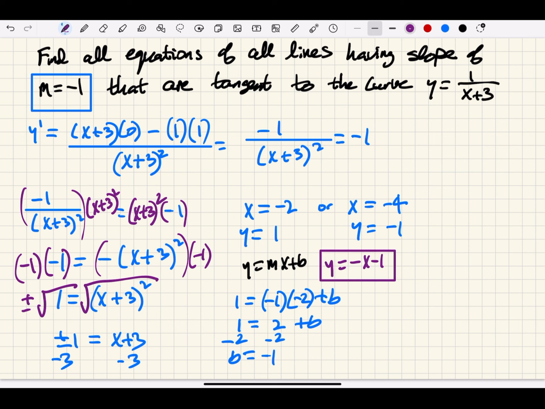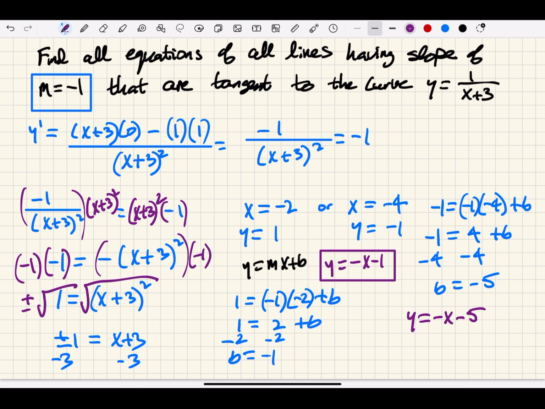Now we could do the same with the other ordered pair. Plugging these values in, we would find -1 equals -1 times -4 plus b. So this would give us -1 equals 4 plus b. Now, subtracting 4 from both sides, we would find b equals -5. So the equation of this line would be y equals -x minus 5.